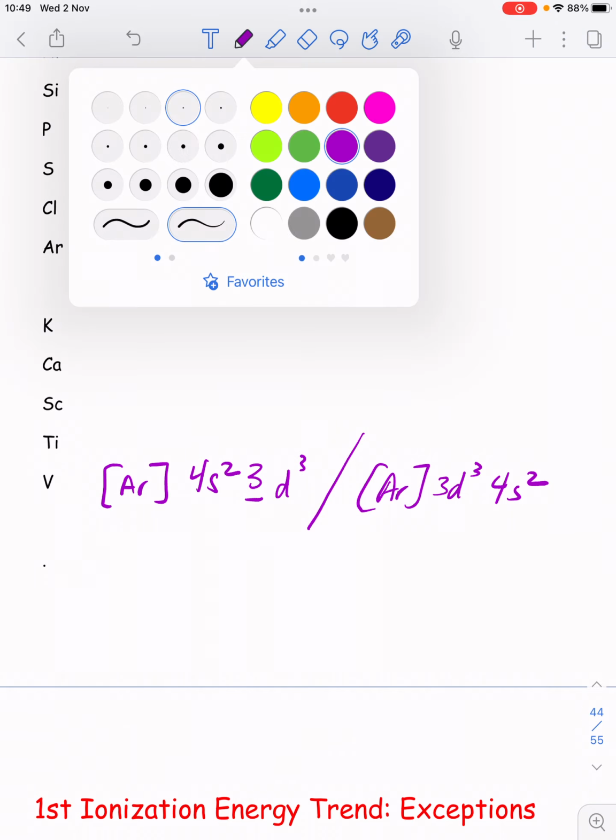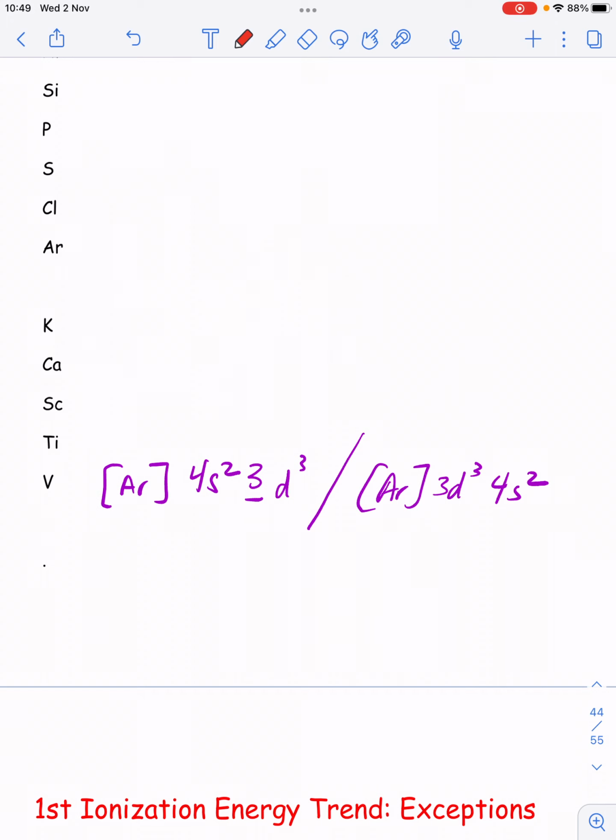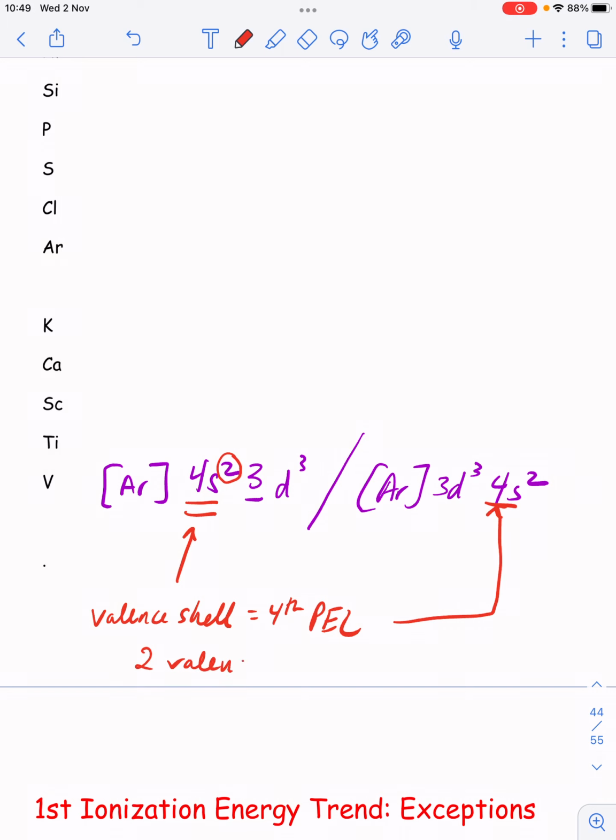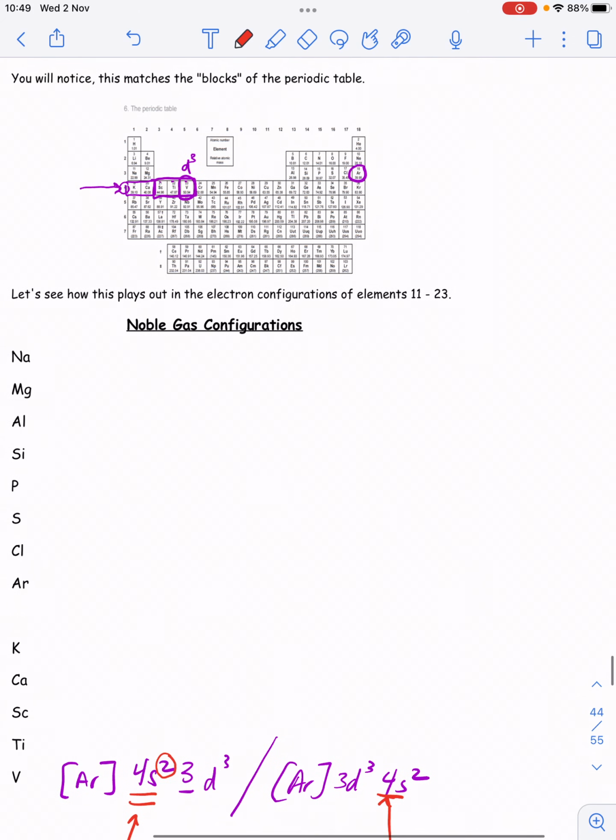In terms of valence electrons, you're looking for the highest number energy level. So the highest energy level is the fourth. So the valence shell in vanadium, the valence energy level, is the fourth PEL, the fourth principal energy level. No matter how I write it, I should see that 4 is the highest number. So those are the outermost electrons. So vanadium has 2 electrons in its valence shell. So it has 2 valence electrons.